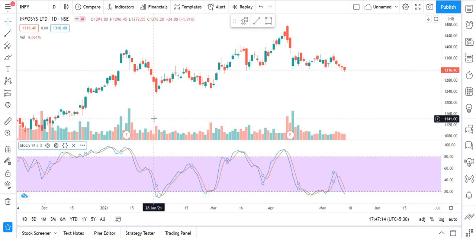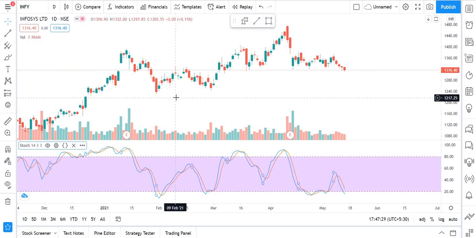So here you can see the stochastic was below the 20, meaning in the oversold zone, and then you can see a surge in the prices. Because of these charts, let me show you how much gain we had. After this, from 1286 to 1306, it is a gain of almost 20 points. So this is a swing trading strategy which has worked out well for us.